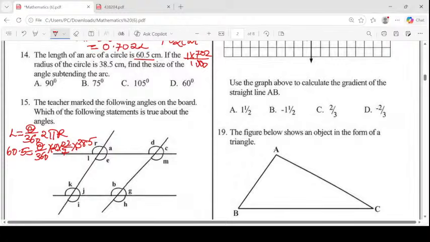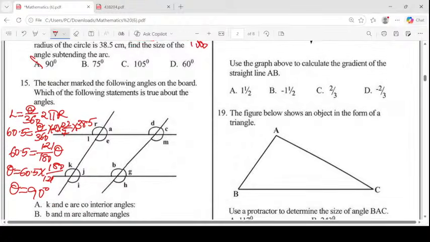you get 60.5 being equal to 121 over 180 theta. So to get theta, you multiply both sides by the reciprocal. So my theta will be 60.5 times the reciprocal. That will be now 180 over 121. When you execute this, you get your theta being equal to 90 degrees, which is choice A for apple.